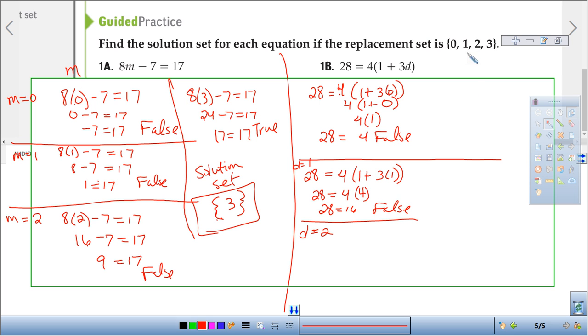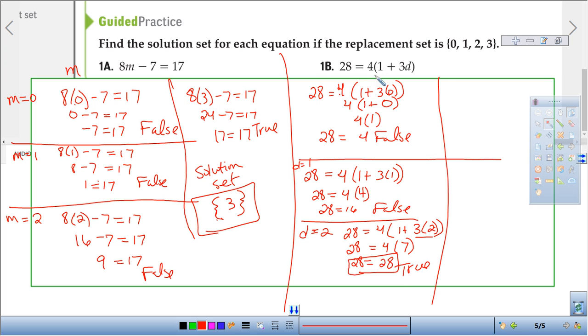Now we're going to go D when D is equal to 2. From the replacement set, let's try that 2. Is 28 equal to 4 times 1 plus 3 times 2? This gives me a 6. 6 plus 1, 7. So is 28 equal to 4 times 7? Is that equal to 28? I'm going to say true.